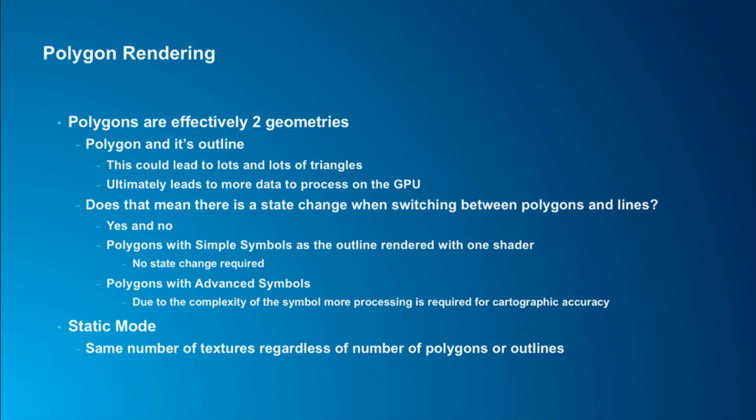This is really evident with this example that we're going to show here of polygons. If you have a polygon in dynamic mode, it's effectively 2 geometries, right? It's the polygon and then its outline. Drawing a polygon and then drawing a line is a state change, so that's an expensive switch. And because it's a line and a polygon, that's a lot of triangles that we have to push to the GPU. Is that really a big deal?